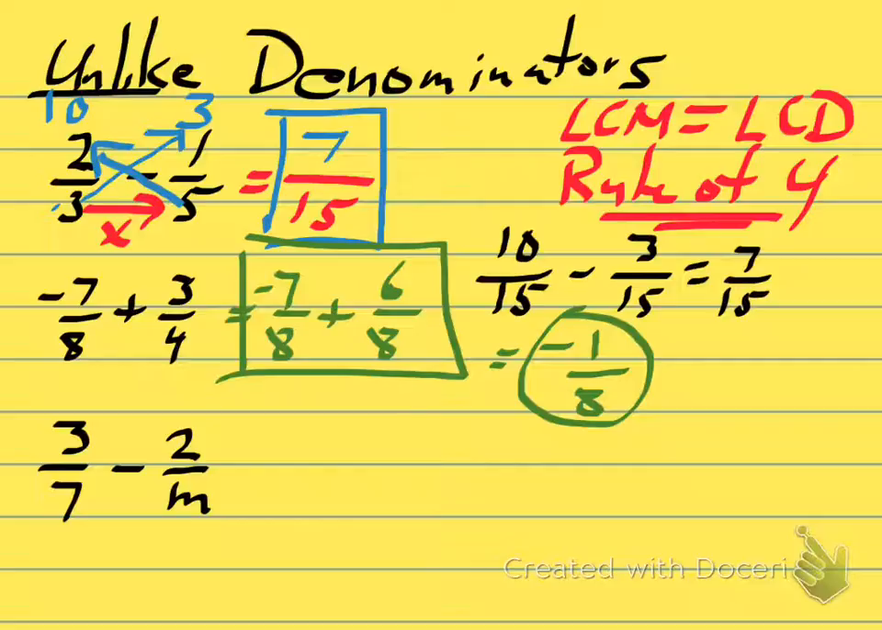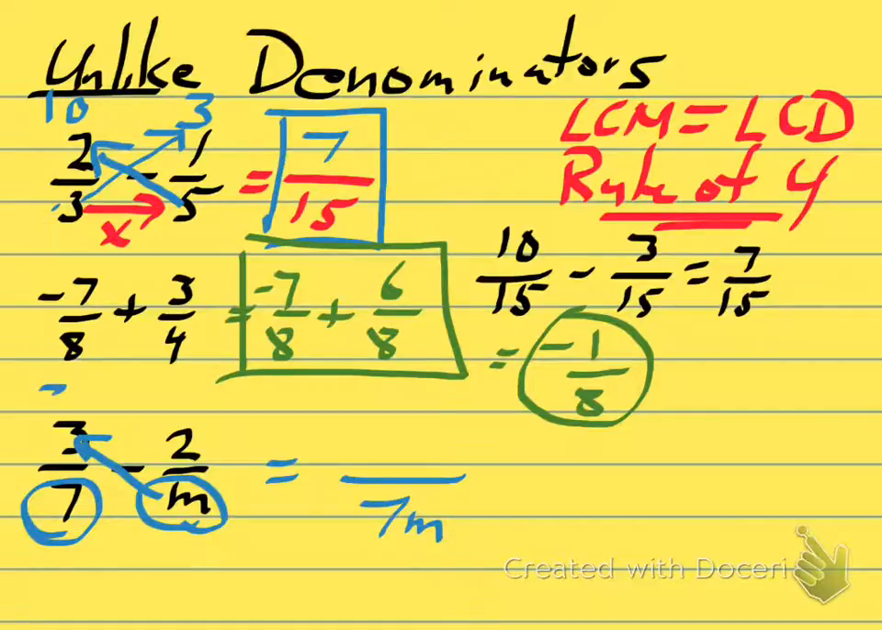Okay. This last one, let's add one more element to it. Let's add variables. So what would the common denominator be if your denominators are 7 and m? And again, we don't know what m is. 7m. So you're going to have to do this kind of the rule of 4 way. So multiply the two denominators together, you get 7m. And so how many times does 7 go into 7m?